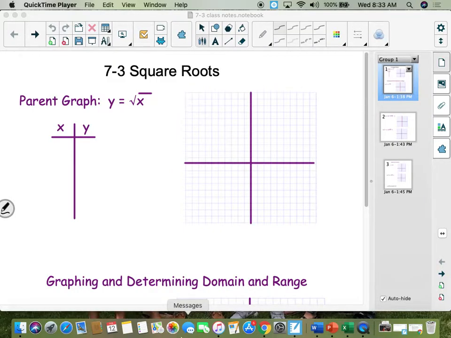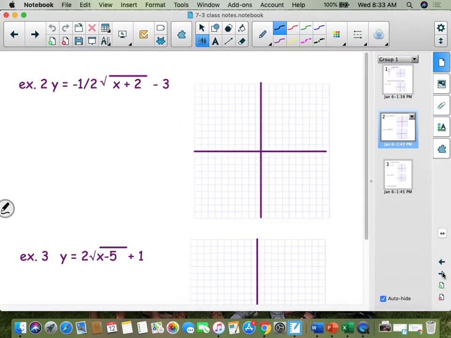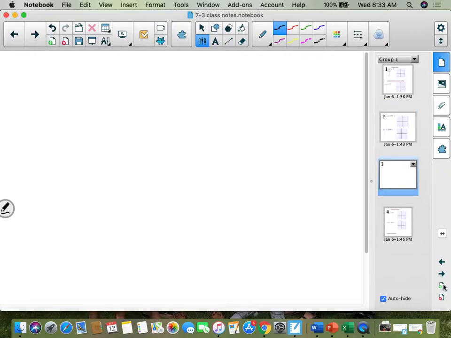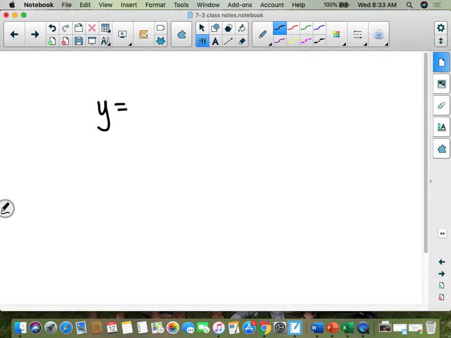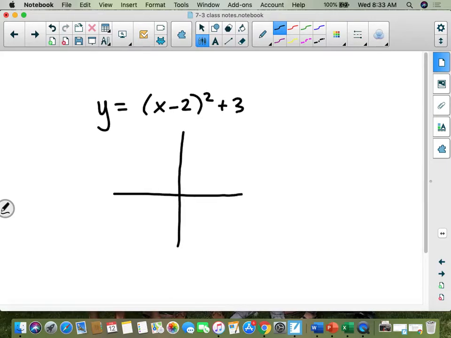Do you remember when you had y equals (x minus 2) squared plus 3 and you graphed parabolas and you shifted it to the right 2 and up 3, and it's a positive one, so it's facing up? That's what we're doing today.